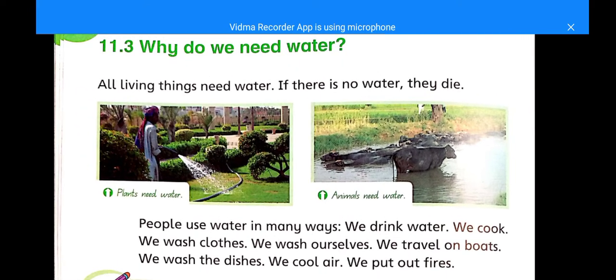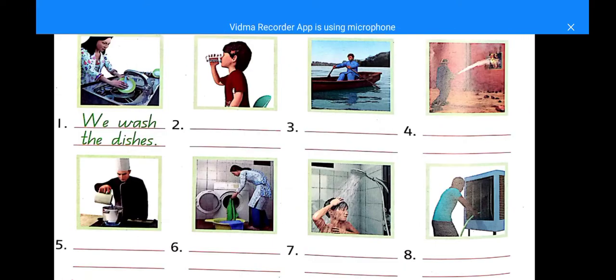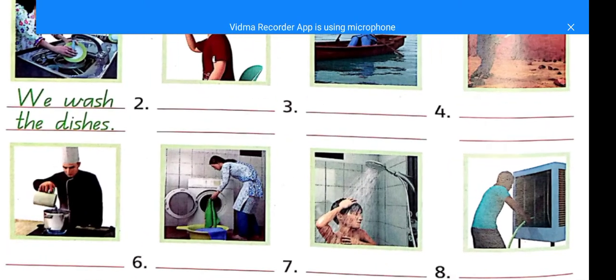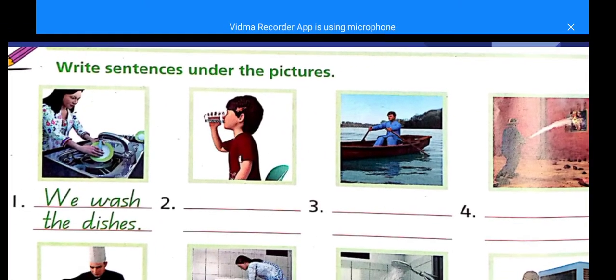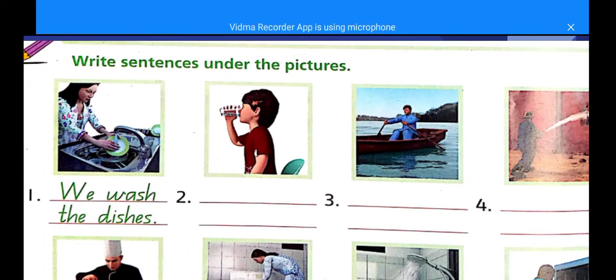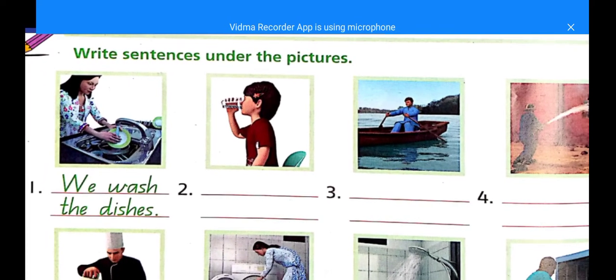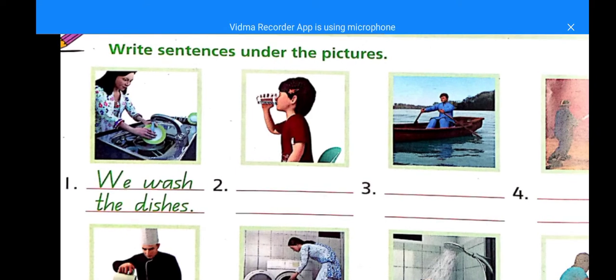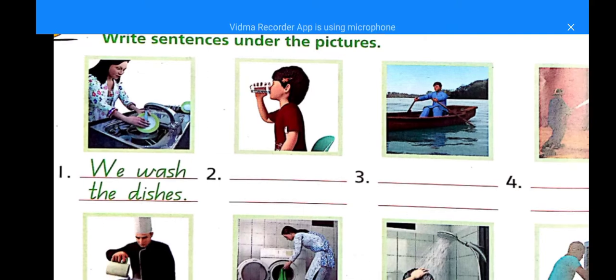So here we have done the reading of page number 68, and now we are going to do the exercise in the last portion of page number 68: write sentences under the pictures. The first one they have solved for us, for example, we wash the dishes. As you can see in the picture, a lady is washing a plate. So here is the first use of water.